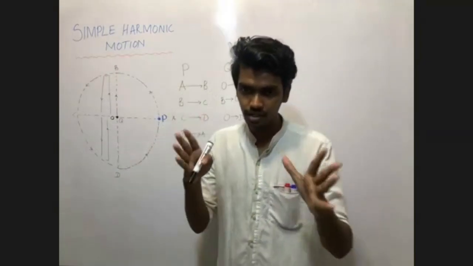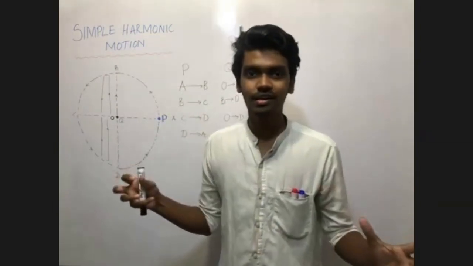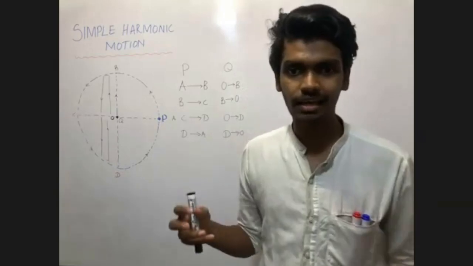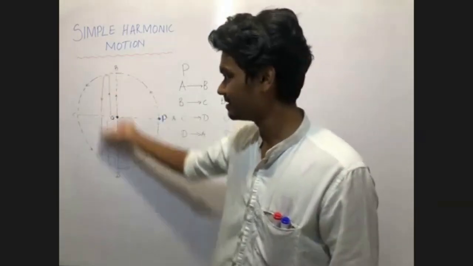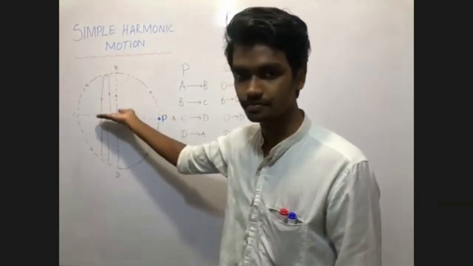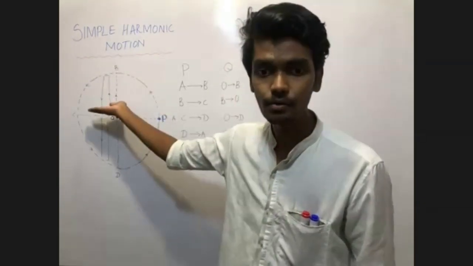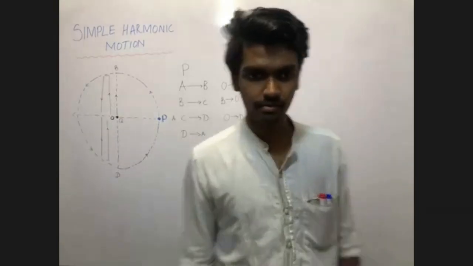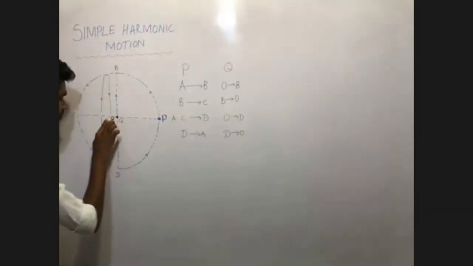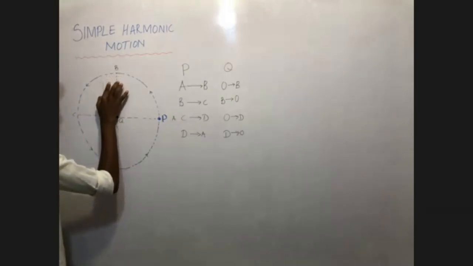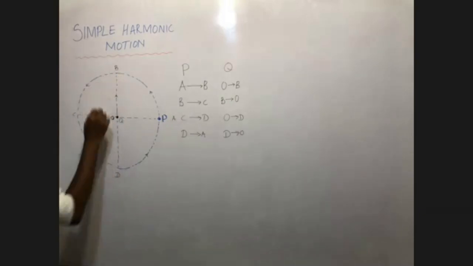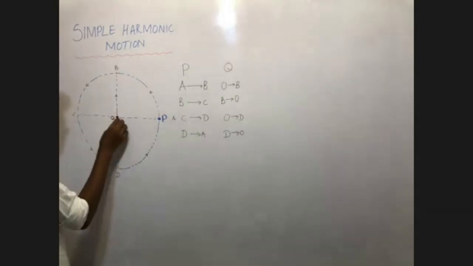So this is a very good relationship for us to get some expressions for the simple harmonic motion, because this is a simple harmonic motion. Yes, I guess that's clear. So now I'm going to make use of this behavior of Q.